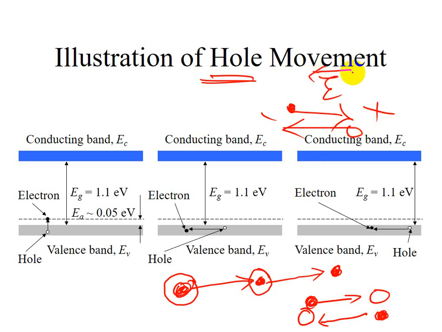Based upon the observation, a conclusion is made that the electron mobility, the capability of movement of electron and hole, is different. The electron has a higher mobility compared to hole. So that means electron moves faster than hole. Electron has a higher speed than hole under the same electrical field.